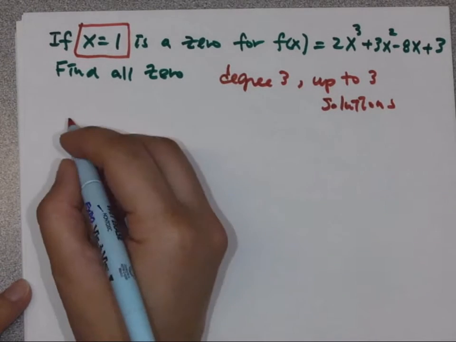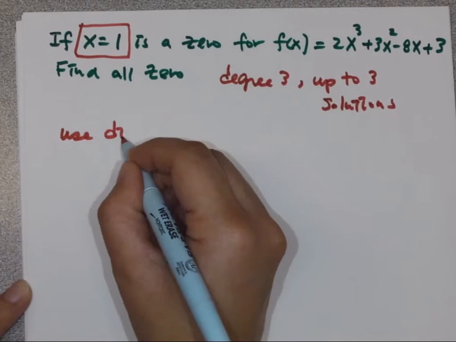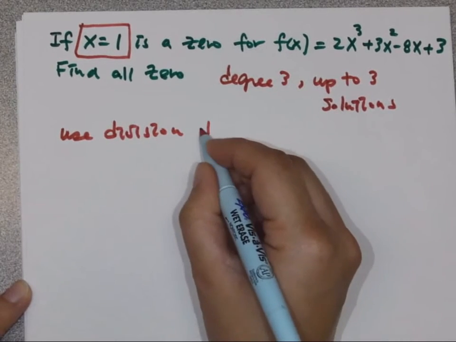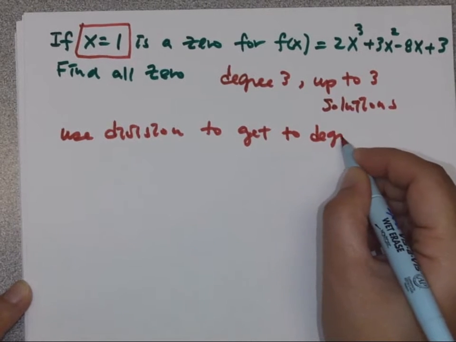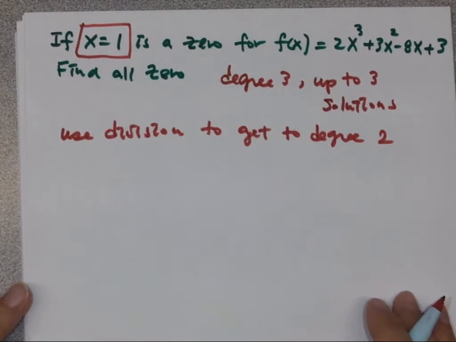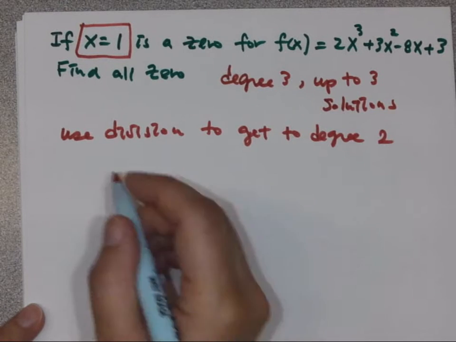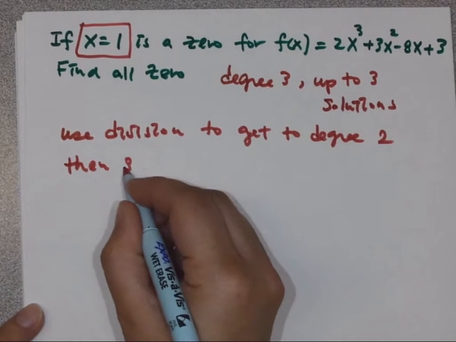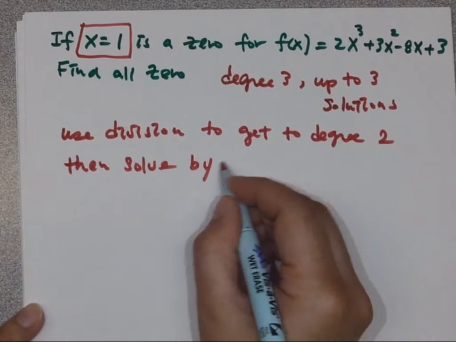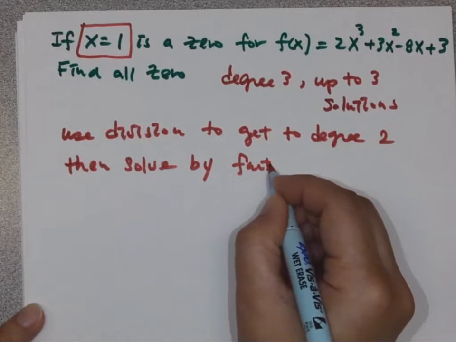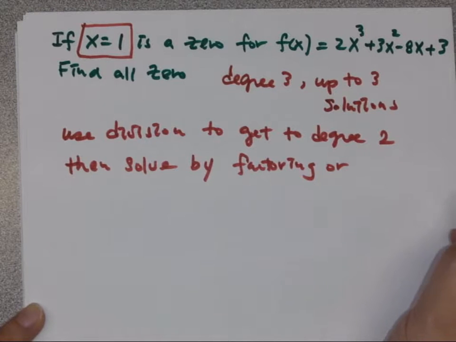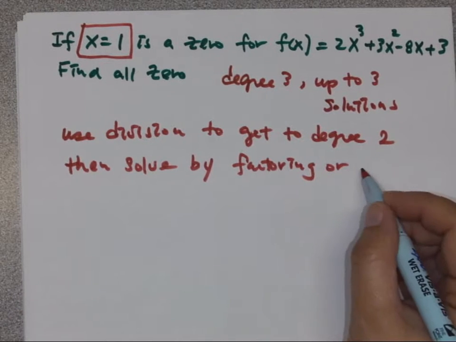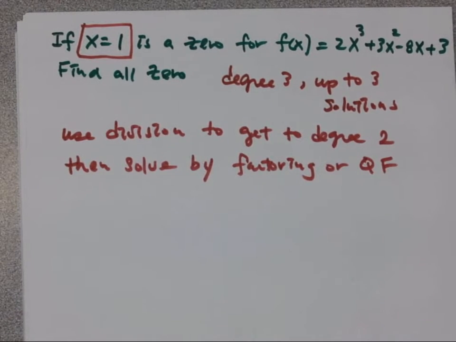And to bring it down, like you say, we first use division to get to degree 2. So once we are in degree 2, then we can solve it by what? You can try factor or quadratic formula. Okay, so you can do factoring or quadratic formula.